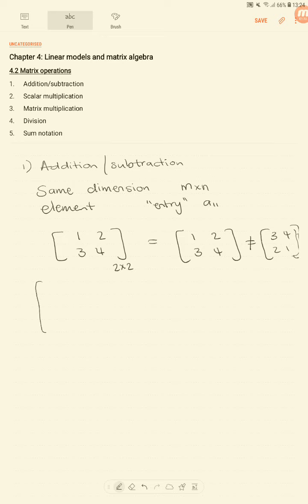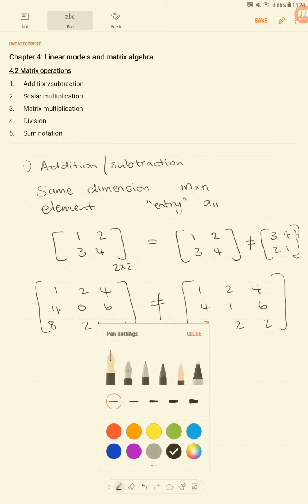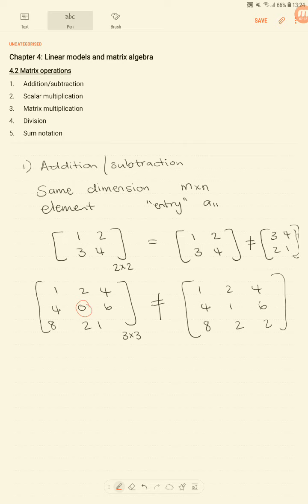We can do the same for larger matrices, so 1, 2, 4, 4, 0, 6, 8, 2, 1, which is a 3 by 3 matrix. This is not equal to 1, 2, 4, 4, 1, 6, 8, 2, 2. Why? We have two elements that are not equal to each other.